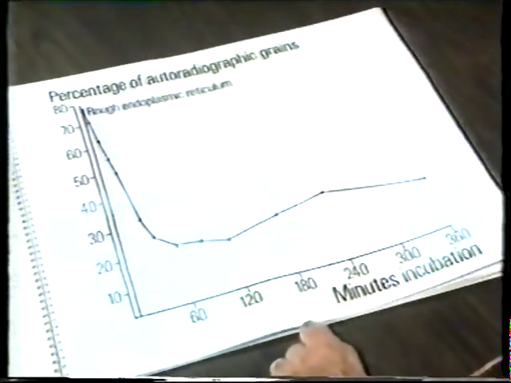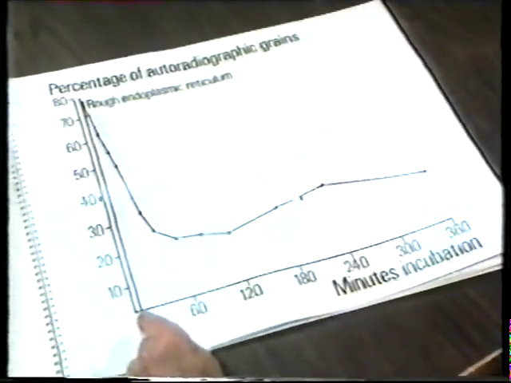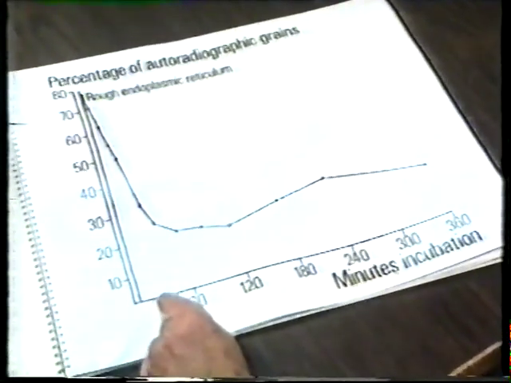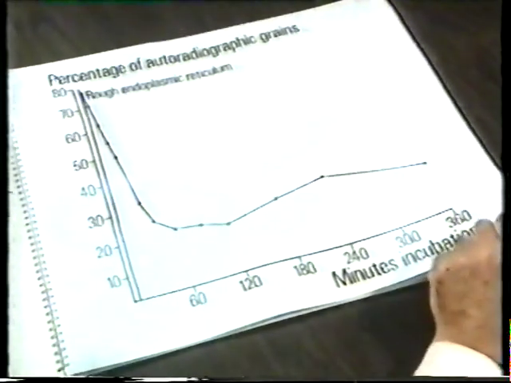And after an hour or 2 hours, they are over mature secretory granules, which are called, in this case, zymogen granules. To quantitate the results, we count the grains over each compartment as a function of time from the end of the pulse during the chase. At the end of the pulse, the majority of the grains, as indicated on this graph, are on the rough endoplasmic reticulum, but they move very fast out of this compartment.